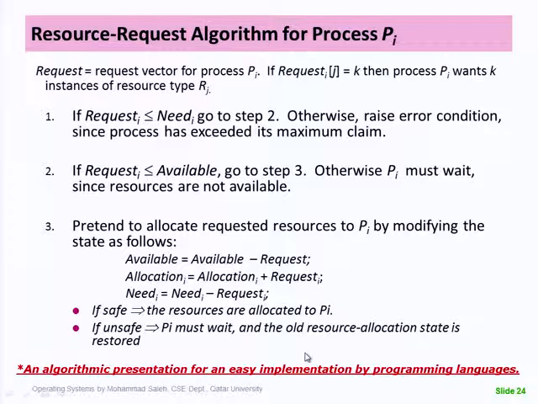Now, processes do request resources. And when they request resources, they issue a composite request. So they can request a number of instances of more than one type of resource. And the system is supposed to deal with that. So this algorithm, the way it deals with that, it checks 3 conditions in order.